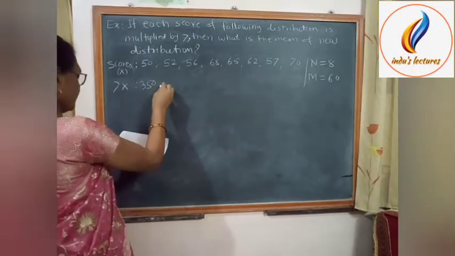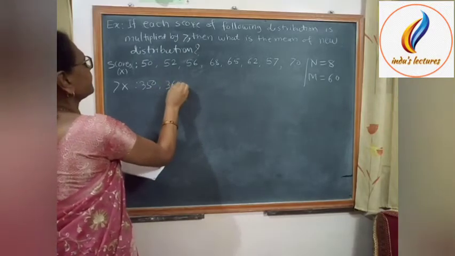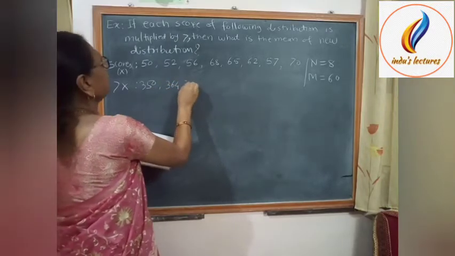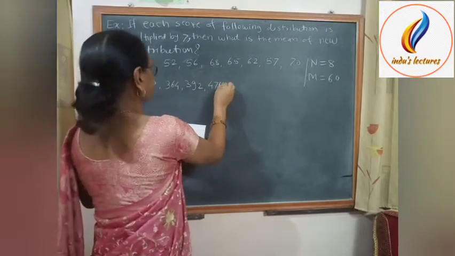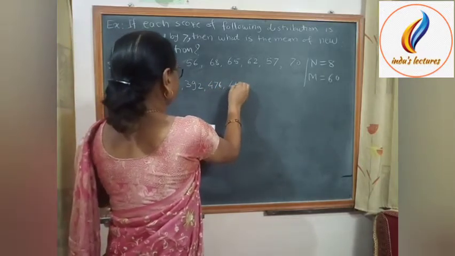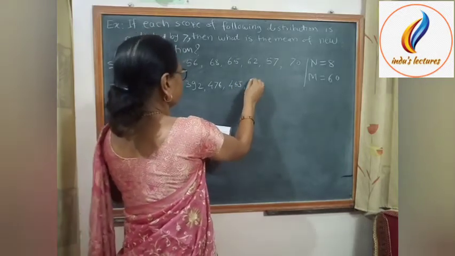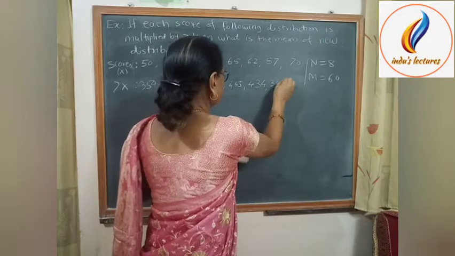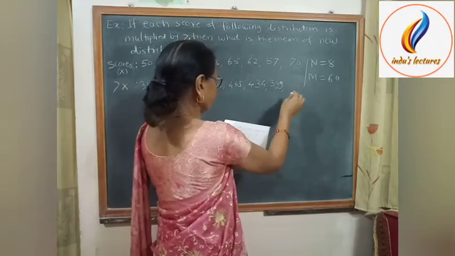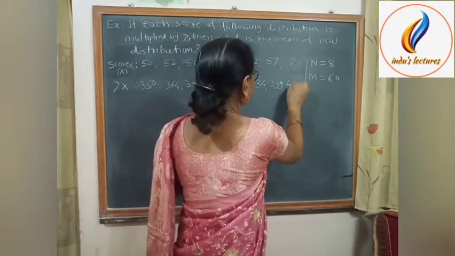350, then 364, 392, 476, 455, 434, 399 and 490.